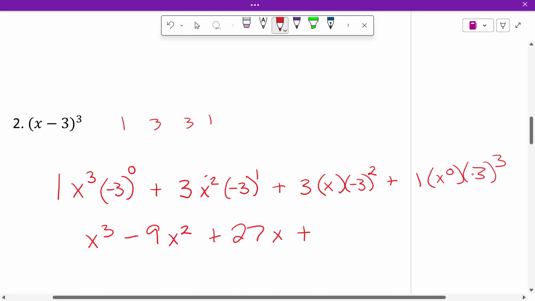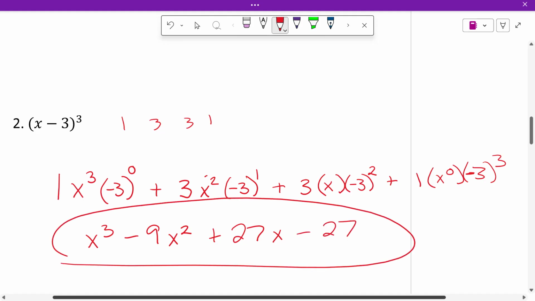Plus, that should be a negative 3. Forgot my negative sign there. So negative 3 to the third. Negative 3 times negative 3, 9 times negative 3, negative 27. x to the 0 is 1, so 1 times negative 27 is negative 27. I'll get rid of my plus. Minus 27. So if you would multiply out x minus 3 times x minus 3 times x minus 3, you'd get x cubed minus 9x squared plus 27x minus 27.